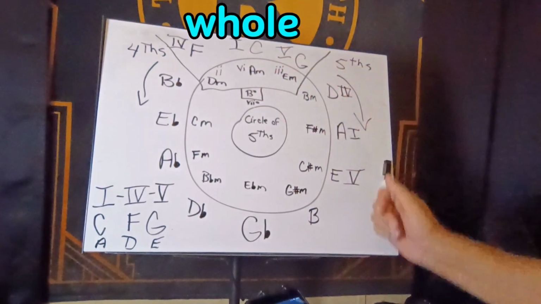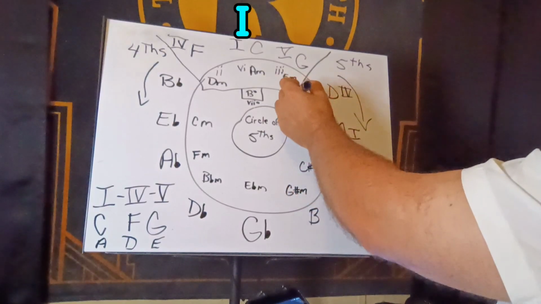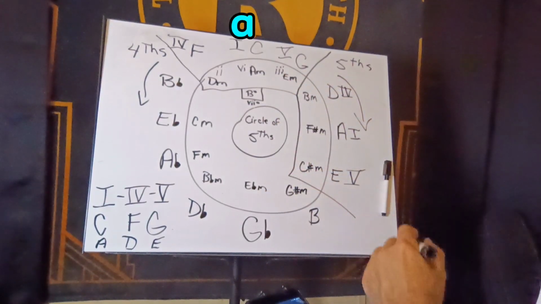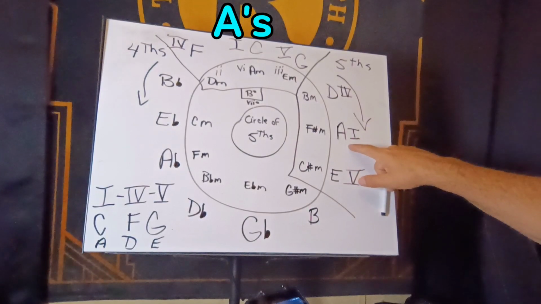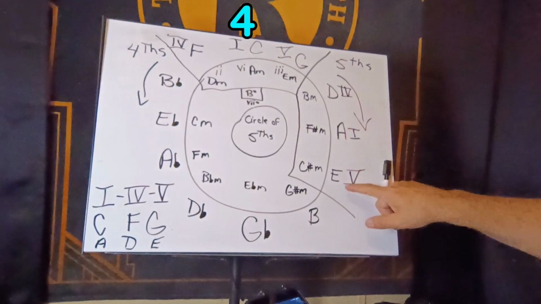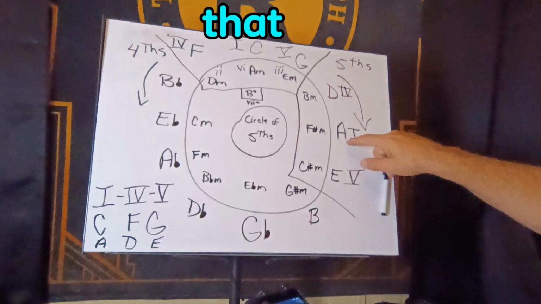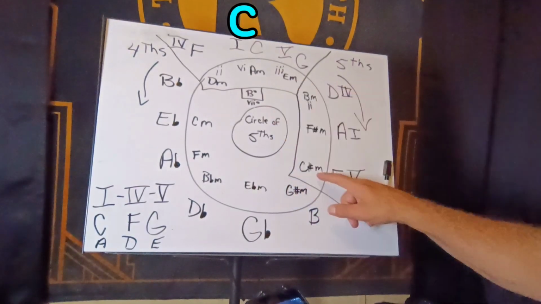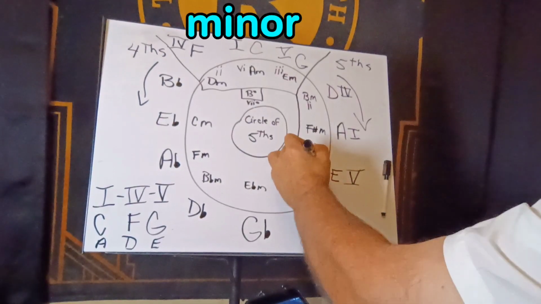And you can move that whole thing over to here. So I can go right to here and here for A. Same thing for A. A's are major 1, these are major 4 and these are major 5. So that means that B is our minor 2. C sharp is our minor 3.